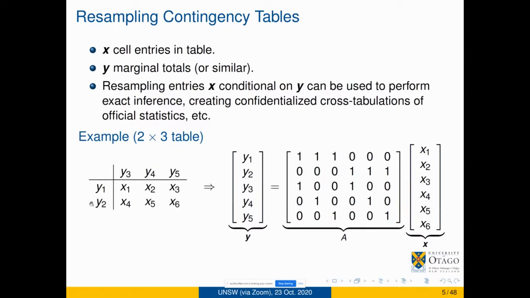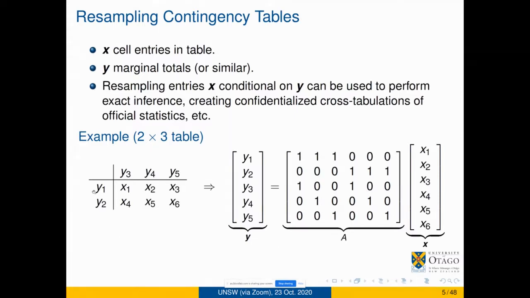So the row totals here are y1 and y2, the column totals y3, y4, y5, and the individual cell entries x1 through x6. And the relationship between the y's and the x's again follows my linear system, y equals Ax. One of the things to note about this linear system is, in fact, it's not full rank. So the matrix A is not full rank.